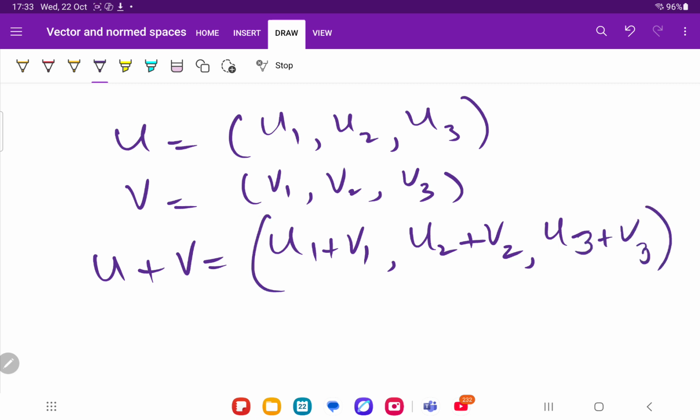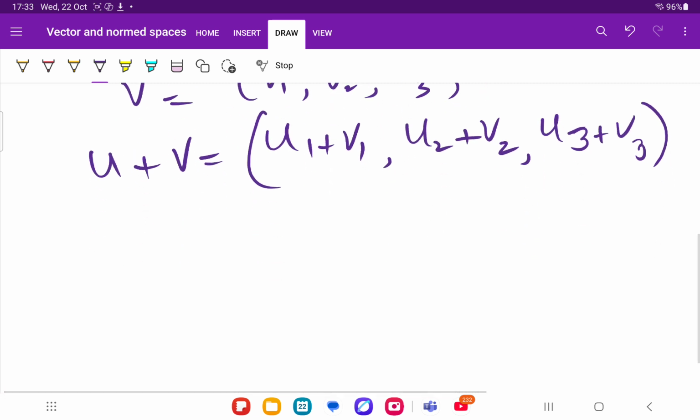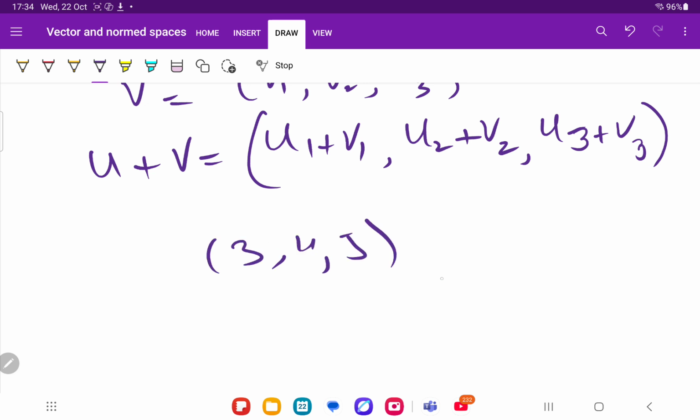What does u mean? u is basically a vector. For example, in 3 dimensions, if you are writing a system of linear equations, x has some value, y has some value, z has some value. For example, your vector is 3, 4, 5, so it's 3-dimensional. This is u, and v could be 1, -1, 5.